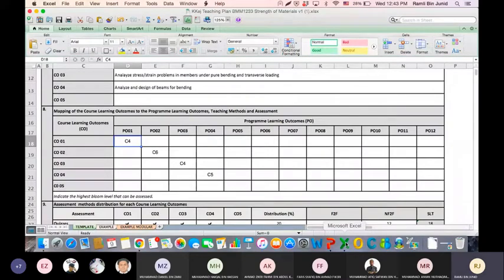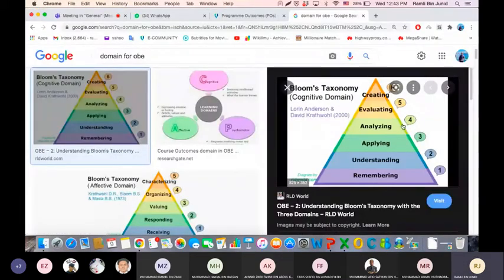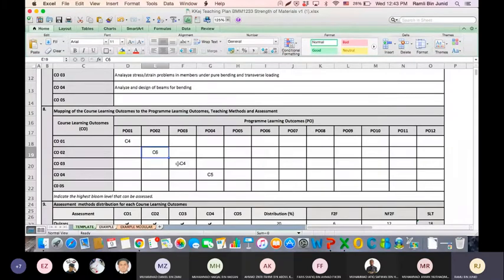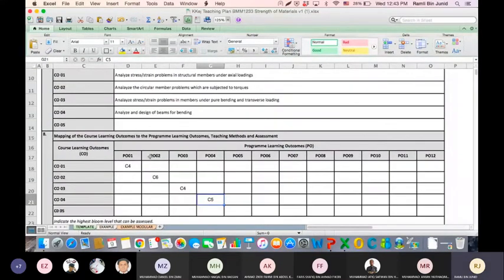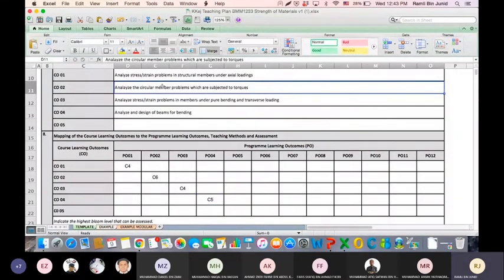So therefore, for CO1 and PO1, you will be tested at cognitive level 4, which is analyzing. Okay, analyzing. Similarly, the same thing also applies for the other COs. Like CO2, in the chapter about torsion of circular shafts, you will be tested at level 6, for example. Okay.